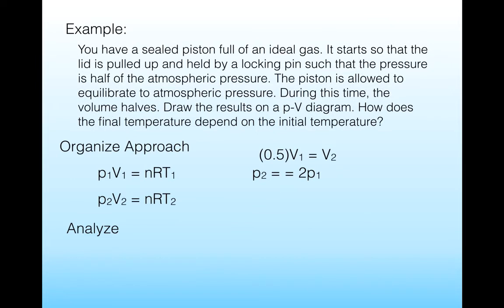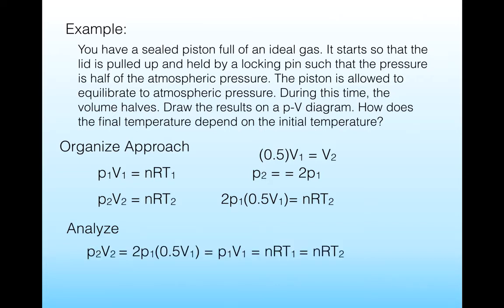Let's see, we can organize our approach, so we can use the ideal gas law for both states. So for state 1 we get P1V1 = nRT1, and for state 2 we get P2V2 = nRT2. We also remember from above that V2 is equal to 1/2 of V1, and P2 is equal to 2 times P1. When we plug these into the ideal gas law for equation 2, we can plug in the numbers for P1 and V1, and that is equal to T2.